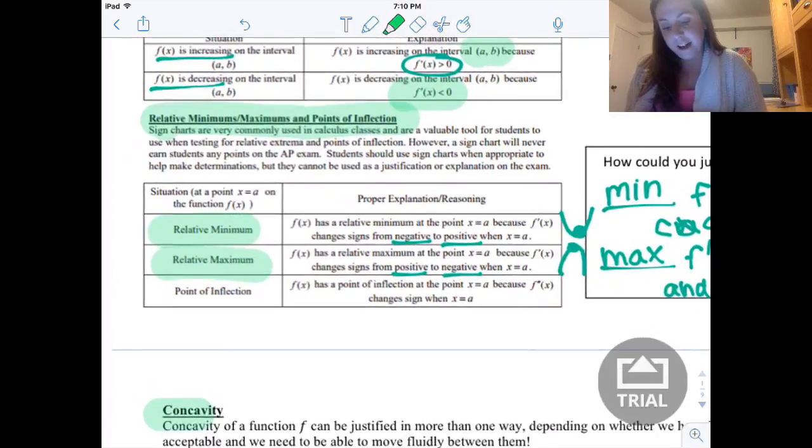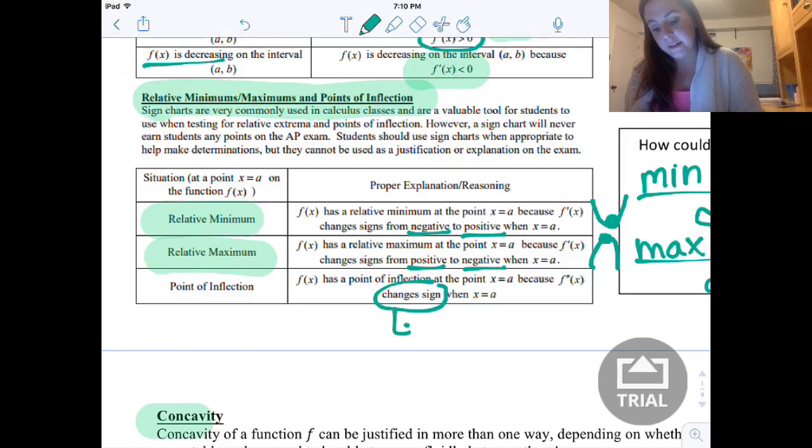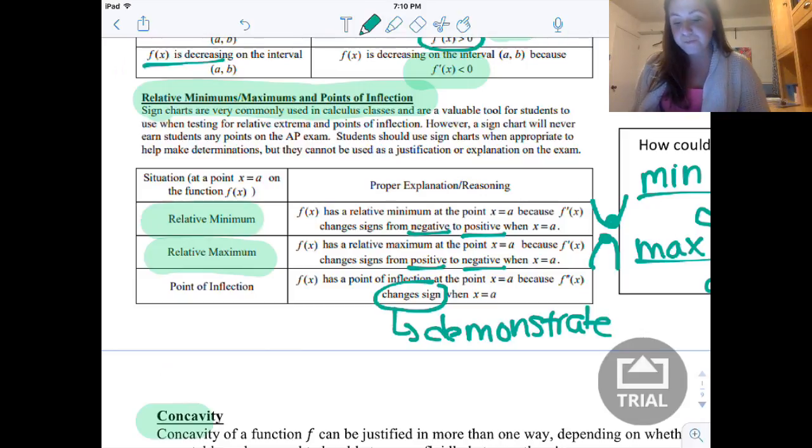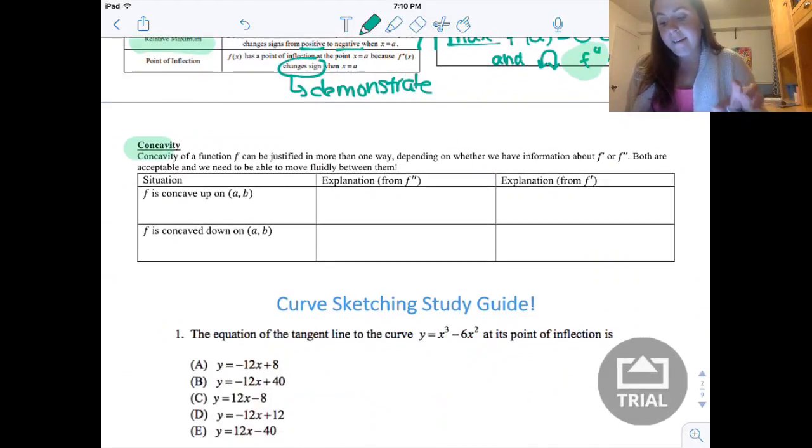A point of inflection is where concavity changes. So a point of inflection is not just where a function has a 0 of its second derivative. It is actually where concavity changes signs. And so you need to demonstrate this in what you do when you're proving something with curve sketching. That's really important. You'd want to show either that it changes from negative to positive or positive to negative.